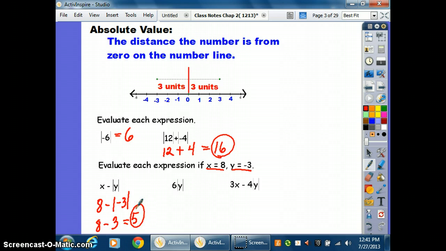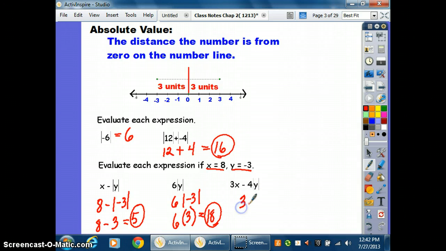Okay, 6 times the absolute value of y. 6, and then the absolute value of negative 3, substituting in for y. That's 6 times the number 3. Okay, so 6 times 3. Remember, parentheses means multiply. That would be 18.